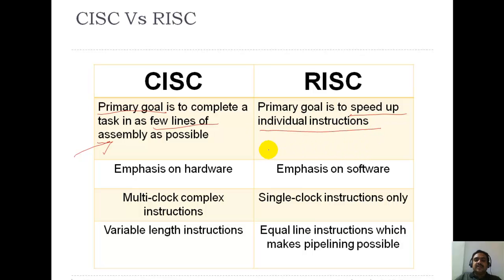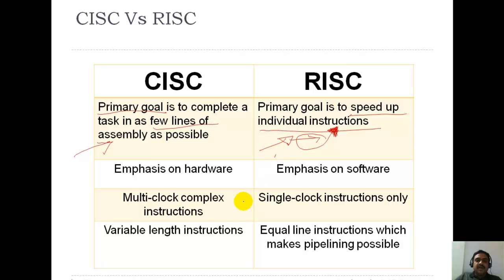Speed up individual instructions. Now please go back and remember what I taught in the class or in the video lecture. I have taught you certain parameters that have to be looked into before choosing a processor, and there is one parameter that has been elaborated here. So just go back and remember what parameter that is and relate it to this particular definition. The primary goal of CISC is to reduce the code density, whereas the primary goal of RISC is to increase the speed of execution of individual instructions.